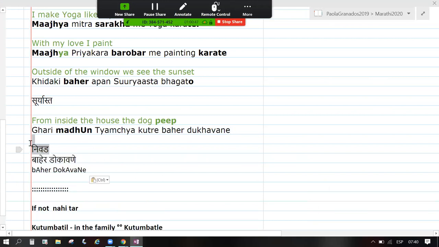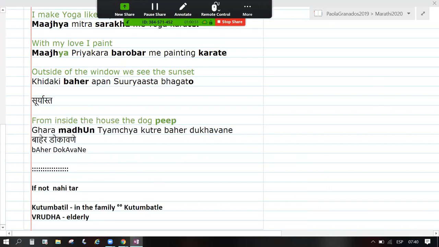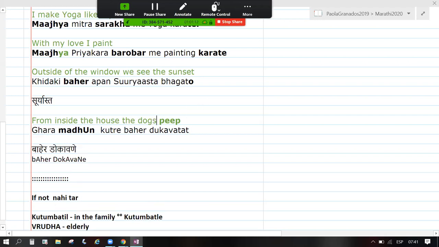So it is ghara madhun kutre. Remove the tumcha. Kutre bahir dokavatat. It's plural. Or if you have written dog singular, then kutra bahir dokavato. No. From inside the house, the dogs peep. Ghara madhun kutre bahir dokavatat. Yeah. That's it. That's good. That's nice. Sounds like a perfect day.